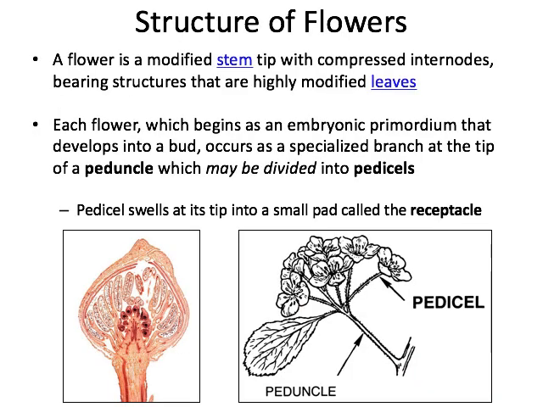A flower is simply a modified stem tip with highly compressed internodes, bearing structures that are highly modified leaves. Each flower, which begins as an embryonic primordium that develops into a bud, occurs as a specialized branch at the tip of a peduncle, which may be subdivided into smaller units called pedicels. And these pedicel tips might swell up into a receptacle, which would be the small pad to which all of the flower parts are attached.